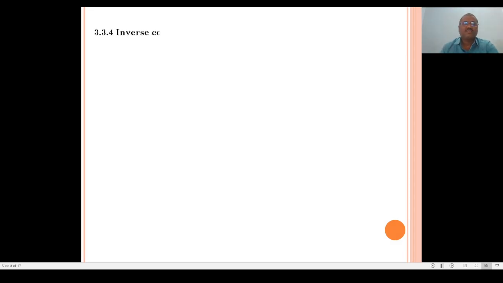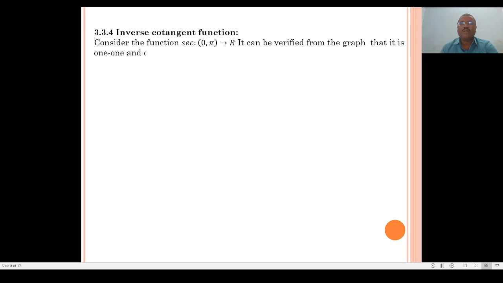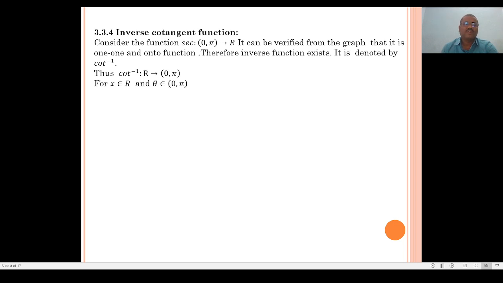Now, the inverse cotangent function. Consider the function cot from 0 to pi to R. It can be verified from the graph that it is a one-one and onto function. Therefore, the inverse function exists and it is denoted by cot inverse. Thus, cot inverse from R to the open interval 0 to pi. For x belongs to R and theta belongs to 0 to pi, we write cot inverse x equals theta if cot theta equals x.